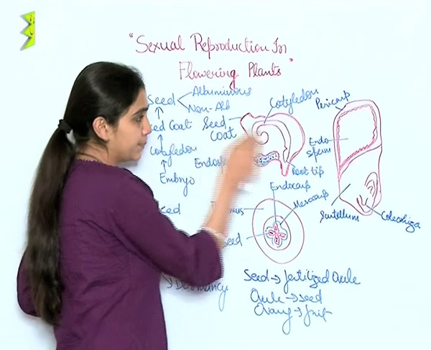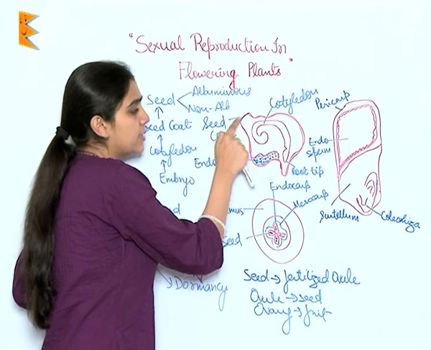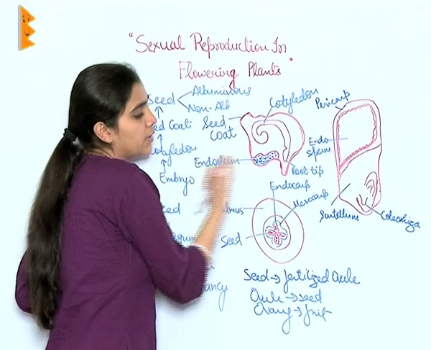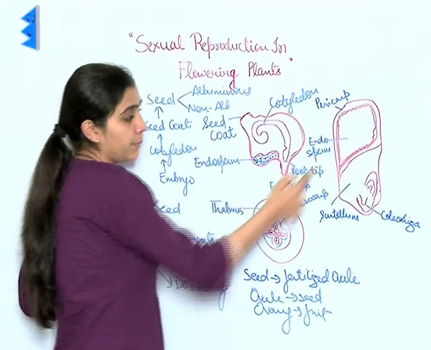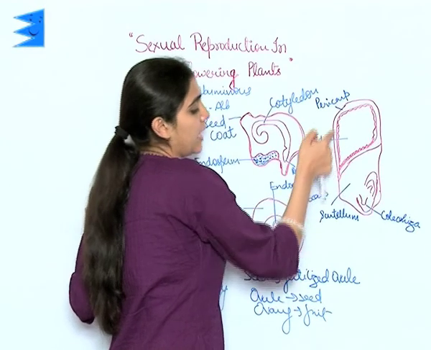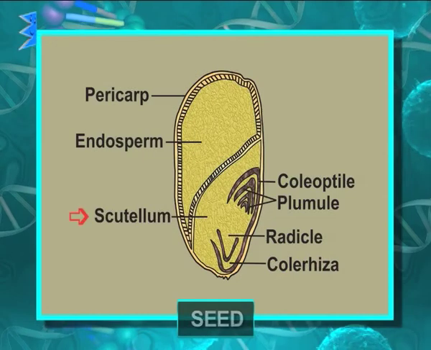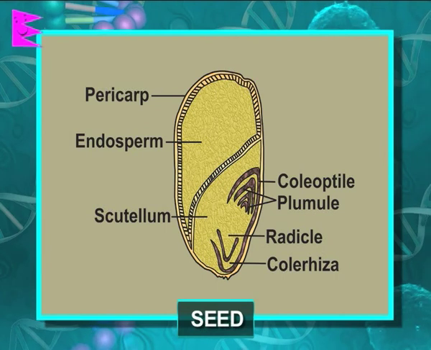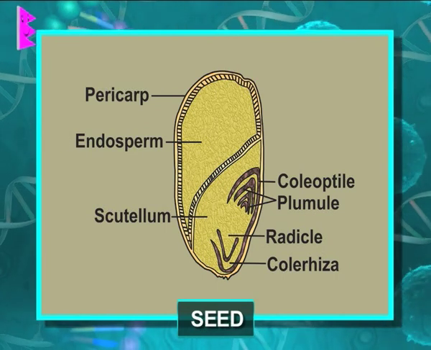Let us see this seed. This is the seed coat, this is cotyledon, this is endosperm, the food material, and this is the root tip. This is the seed in the case of a grass. This is scutellum, this is coleorhiza, this is the pericarp, and this is the reserved food material, endosperm.